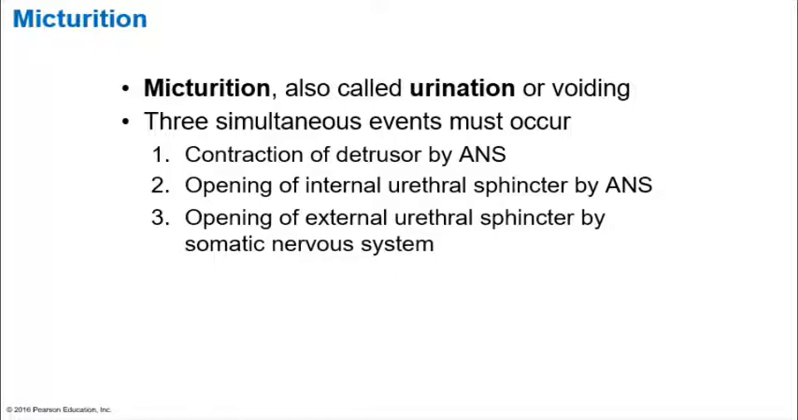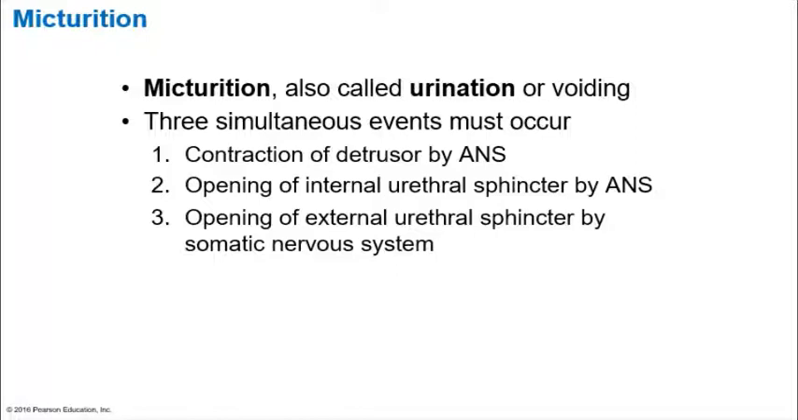Remember, the internal urethral sphincter is smooth muscle. You don't control that. So it's going to be autonomic nervous system that will get it to contract and open up. While you're going to run to the bathroom and use your somatic nervous system, the part of the nervous system you control, to get the external urethral sphincter to open up. So all 3 of these things need to happen at the same time for you to pee.